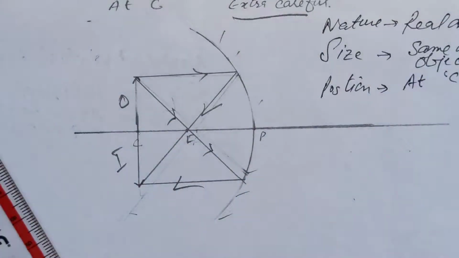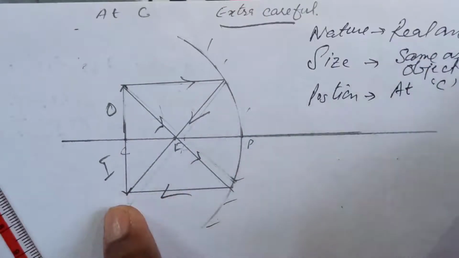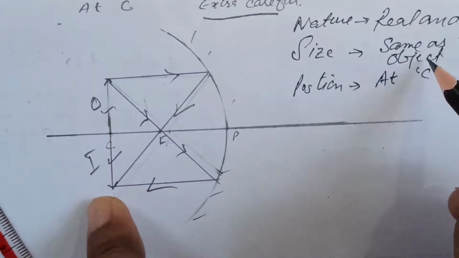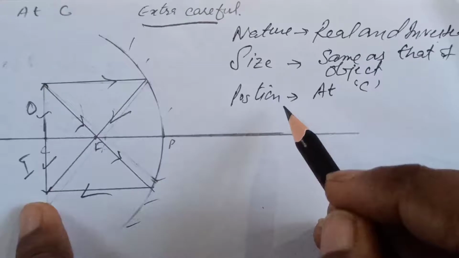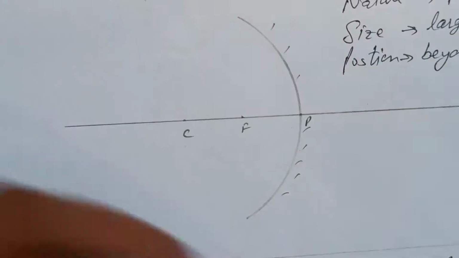Now what are the characteristics of this image? Actually the rays are meeting, so real and inverted, and the size of the object and image will be the same. Size of the image is the same as that of the object, and the position, it is formed at C, the center of curvature. Now come to the next case.